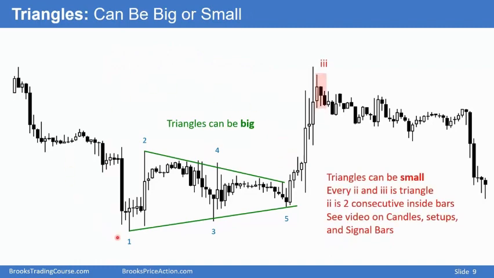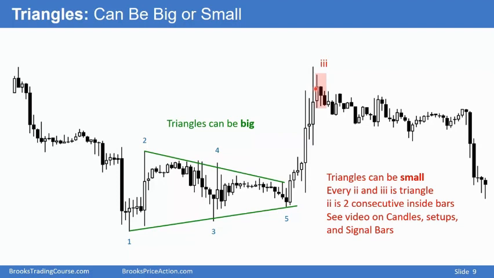Triangles can be big, sometimes lasting 30, 40, 50 bars, but they can also be very small. Anytime I see consecutive inside bars, 2 or more inside bars, I know it's a triangle on a smaller time frame chart. Therefore, it's a triangle on this chart as well. You can see this bear bar is inside of that bar. The low is at or above the low of the prior bar. The high is at or below the high of the prior bar. And this bear bar is inside that bar.